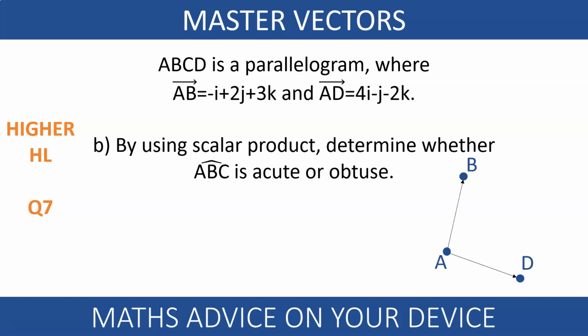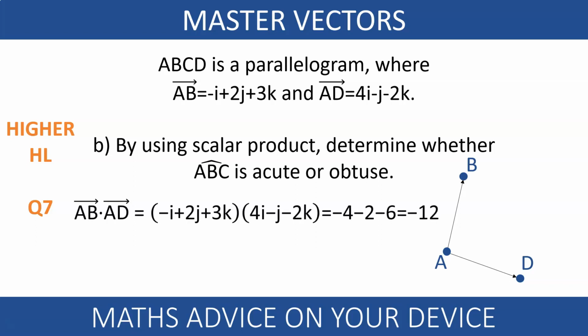We need to use the scalar product of the vectors AB and AD. This is as simple as multiplying component by component. Minus 1 times 4 plus 2 times negative 1 plus 3 times negative 2 equals negative 12. Since the answer is negative, the angle DAB must be obtuse.